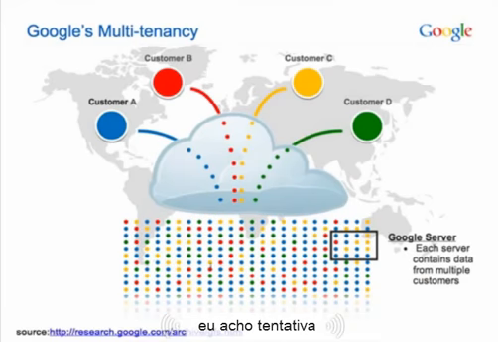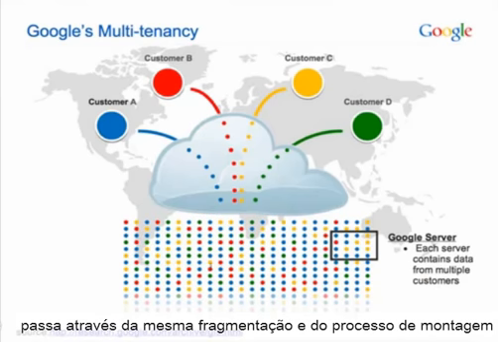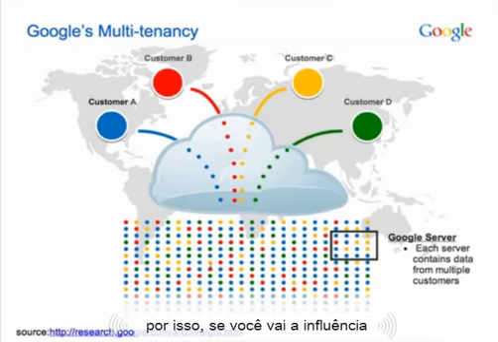I've made an attempt to consolidate much of the material around how we index and store data into a relatively simple diagram. The point that I'd like to make here is that all of the customer's data passes through the same fragmentation and reassembly process. So if you will, the cloud refers to an indexing system that we've designed which fragments the incoming data streams into small chunks with random labels associated.